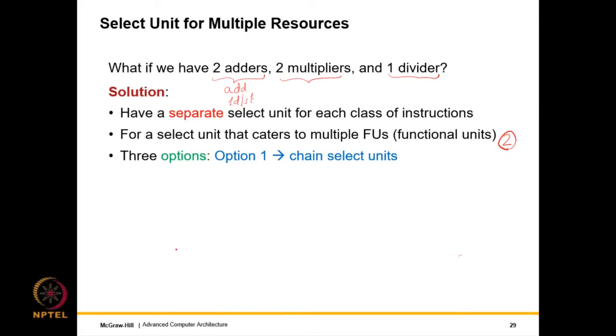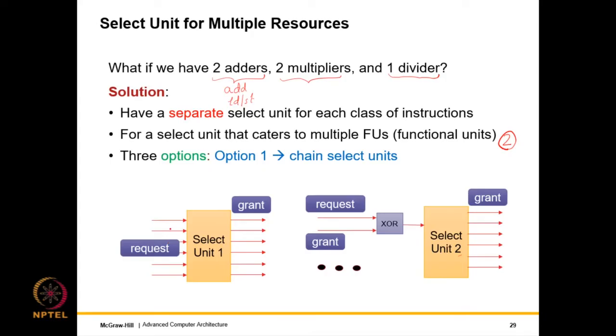So in this case, one option, which is a simple one, is we chain select units in the sense we have a set of requests coming in, one of them is granted, and for the line that is granted, if it is one, we just XOR it with its request, right? So we do it for all, and I'm only showing the circuit for the request that was granted. So for the next select unit, essentially the request for it is 0. That is because it was granted by the earlier one, so it cannot be granted by the second select unit, and it is 0.